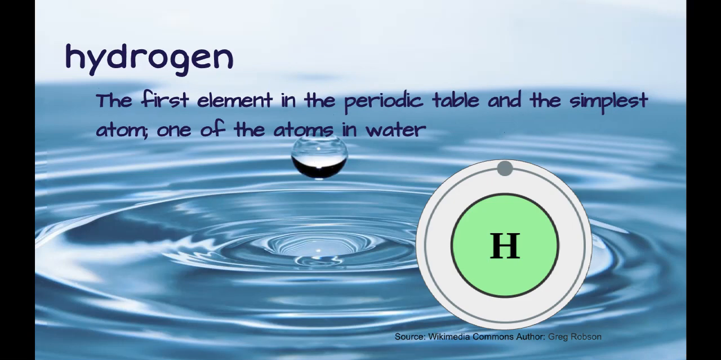Next word is hydrogen, and this is the first element in the periodic table, and it is the simplest atom. So hydrogen is part of chemistry, part of the periodic table of elements, and it is one of the atoms or elements in water. So in a water molecule, there's hydrogen and oxygen. So hydrogen is the first element and the simplest atom.